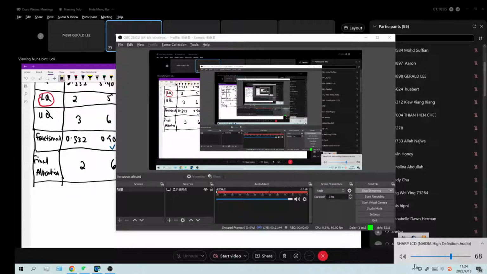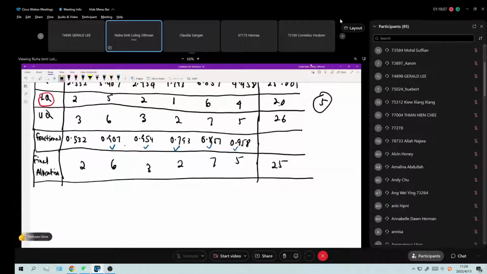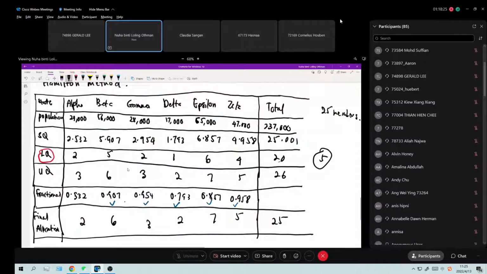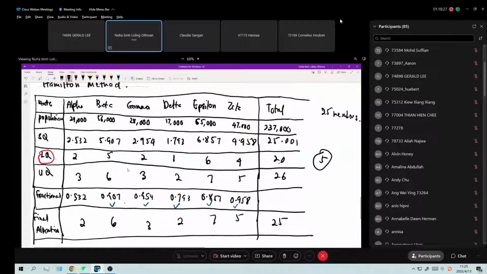Okay, so this is Hamilton's method. Next one is the Jefferson, because this one is direct. Okay, same example, to make it easy so you can compare the differences between the 4 methods. Here you have the standard divisor that you already calculated.